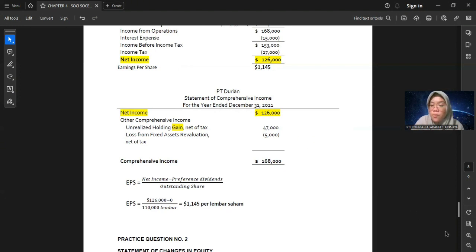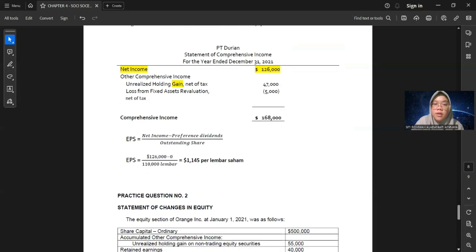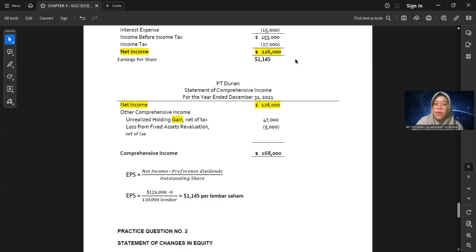Next, after we made the income statement, because the instruction told us to make it in two approaches, the next step is to make a statement of comprehensive income. So every account that isn't included in the income statement, we put it here. First, net income. We get net income from the previous statement, the income statement.